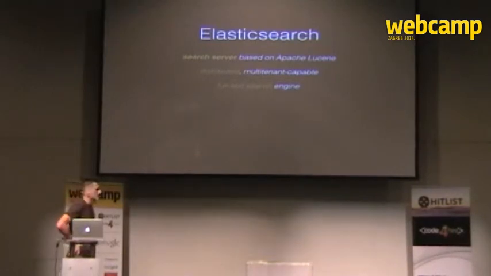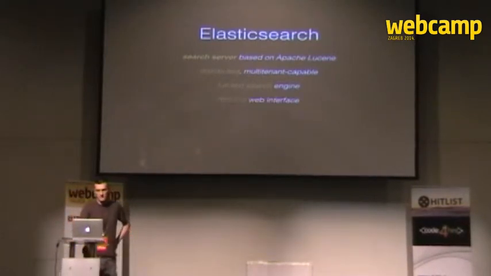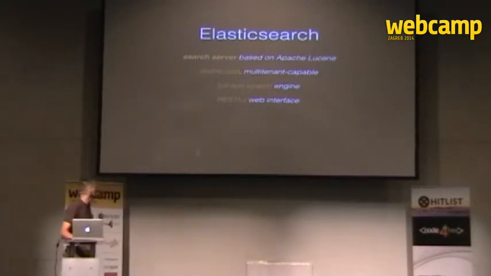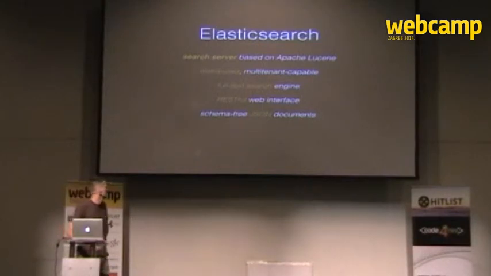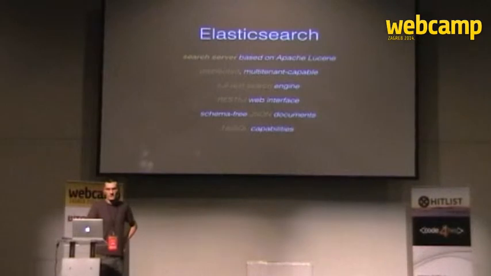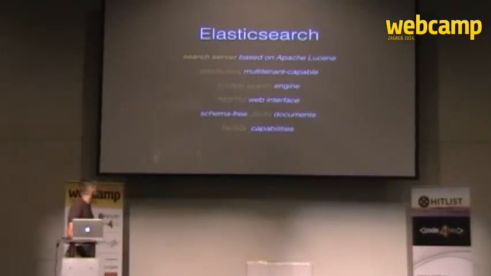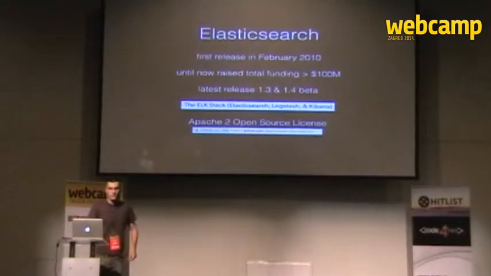which is very nice for cloud systems. It has full text search capabilities. It has RESTful web interface. It has schema-free JSON documents. It stores all documents as schema-free JSON documents, and therefore it also has a lot of NoSQL capabilities.